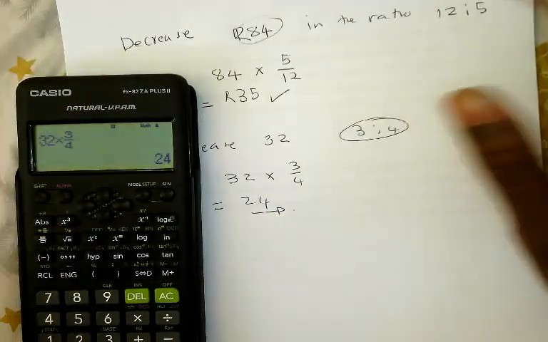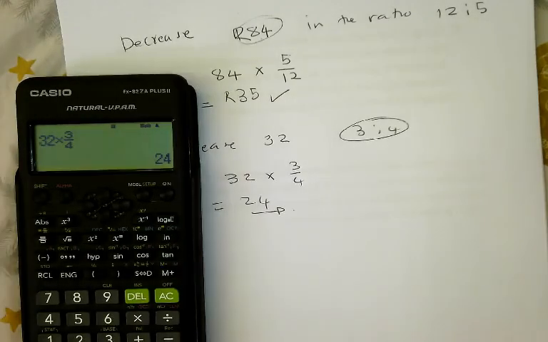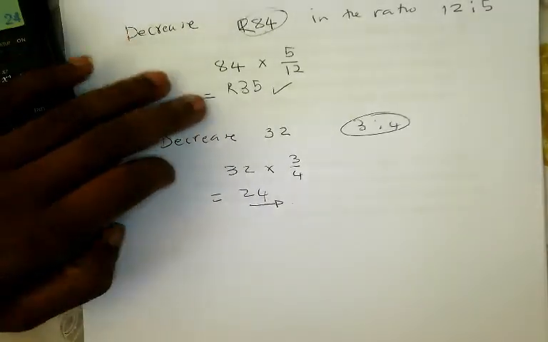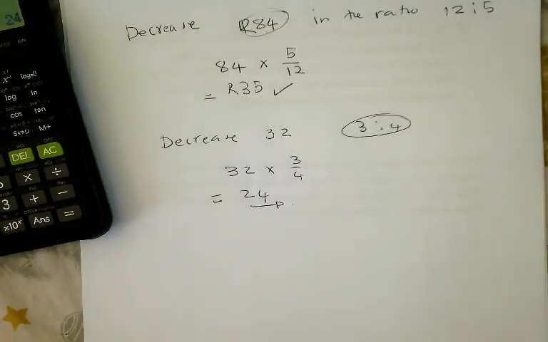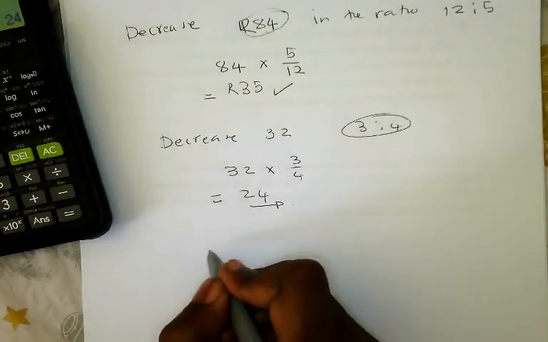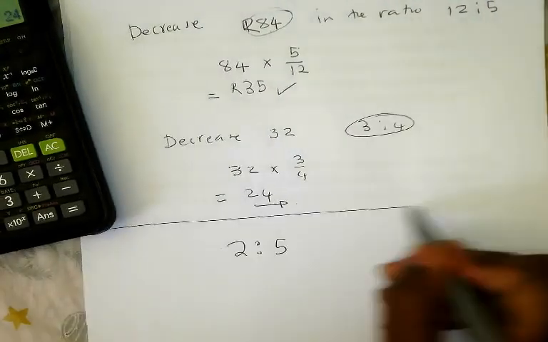Alright, moving along. We should do the last part, how to find the missing number. So when given a ratio, you should be able to find the missing number. Let me check if there are questions in the book here. Okay. Finding the missing number, they will give you something like this. The ratio 2:5 and 10:x. And you're supposed to find the missing number.